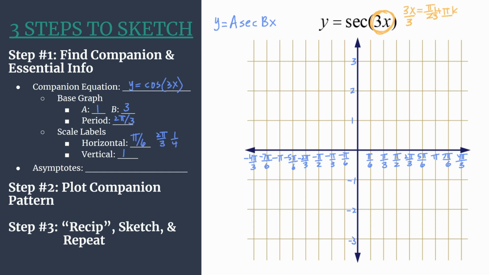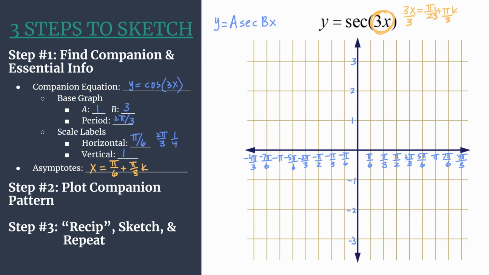So dividing by 3 here, and I'm going to write our final asymptotes equation down in our template. We see that they should happen when x equals pi over 6 plus pi over 3k, where k is an integer. As you substitute in different values for k, you'll get different asymptotes along your graph.